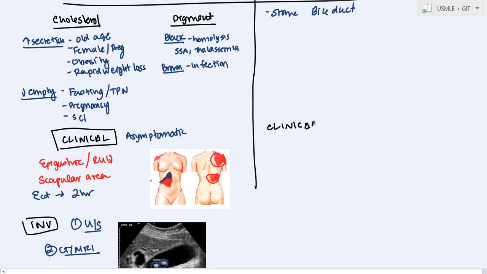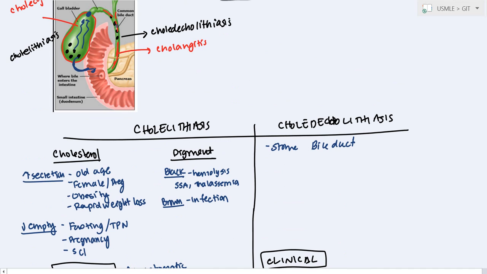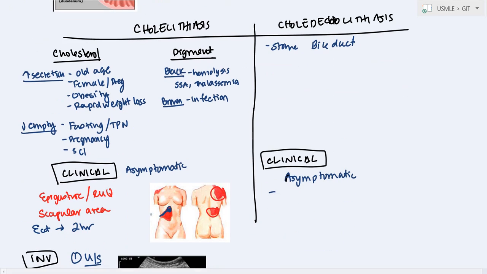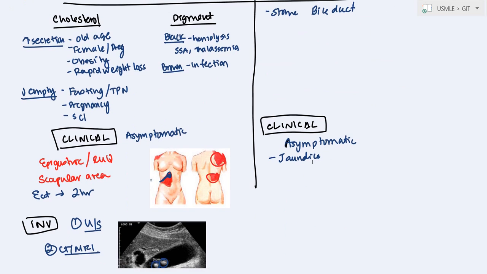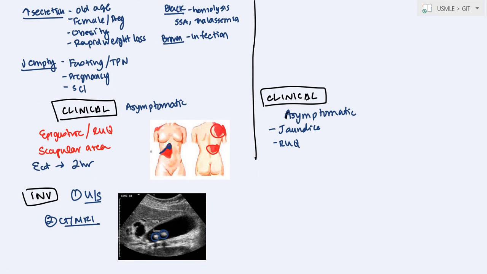So clinically, what would you see in choledocholithiasis? Again, just like cholelithiasis, it can remain asymptomatic. But again, if it gets down to the common bile duct, so if it gets down to this area, anywhere here, then obviously it's going to cause jaundice, obstructive jaundice. And of course you're going to get the right upper quadrant pain, and all those things, just like the cholelithiasis as well. What kind of investigations would you do for this?